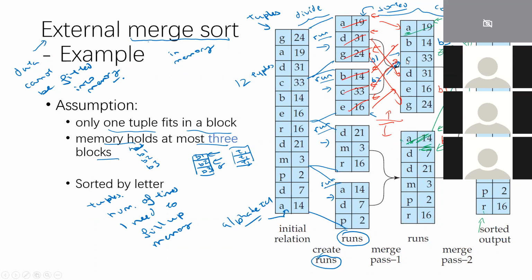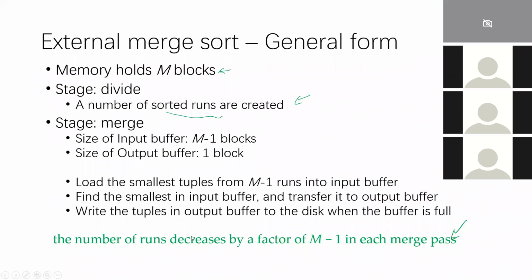And then we do the merge step whereby my input buffers will be merged to my output buffers. And whenever there's overflow, I will then write it to secondary storage or to disk. So the number of runs decreases by a factor of n-1 in each merge pass.